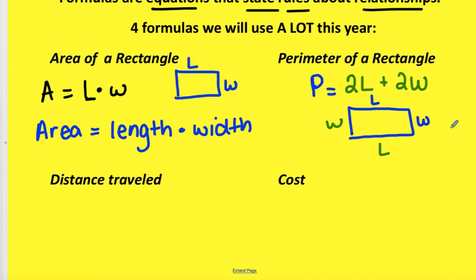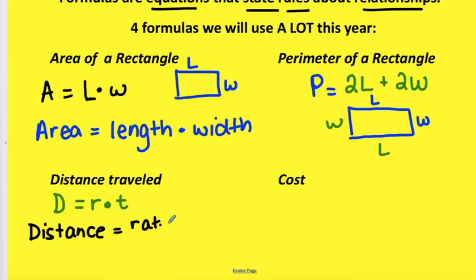All right, so some new ones that you might not know. Distance. Distance is equal to rate times time. And rate I want you to think of as speed for now. So distance equals the rate, so like miles per hour, kilometers an hour. Rate times the time, okay?